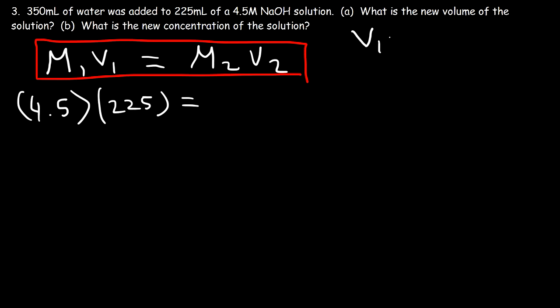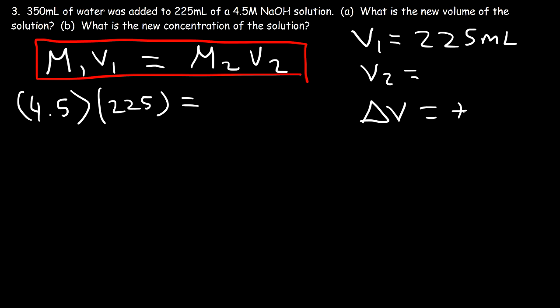Let's make a list of what we have. We have V1, which is 225 milliliters. Now, the 350, what does that represent? And how can we use that to find V2? The 350 milliliters is the amount of water that's added. So basically, that's the change in volume. Since we increased the volume by 350, the change in volume is positive 350. If water was removed by evaporation, the change in volume will be negative.